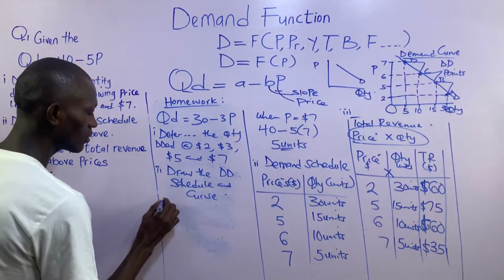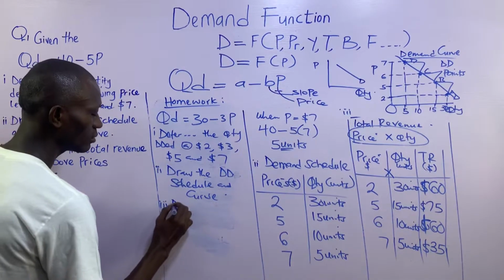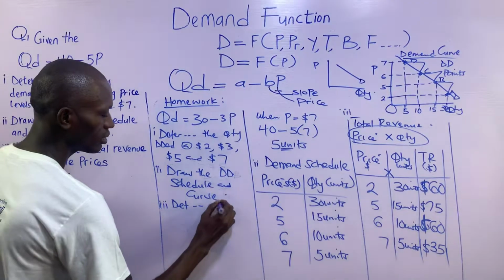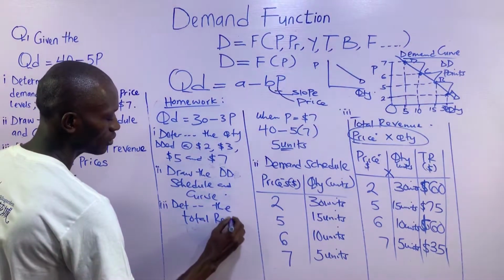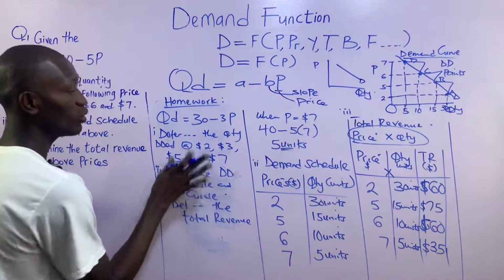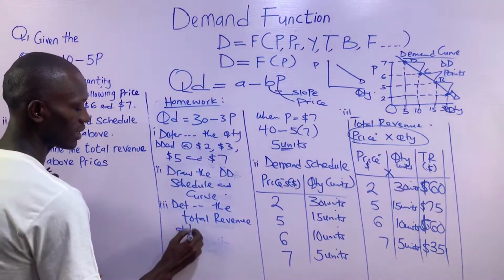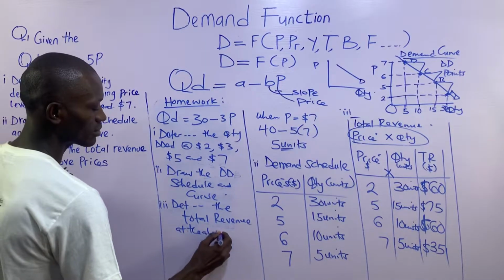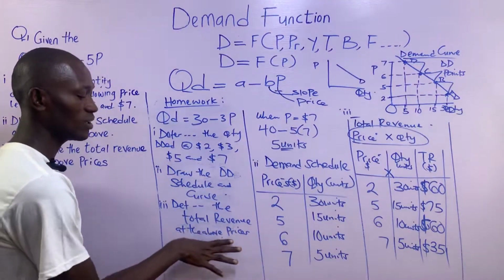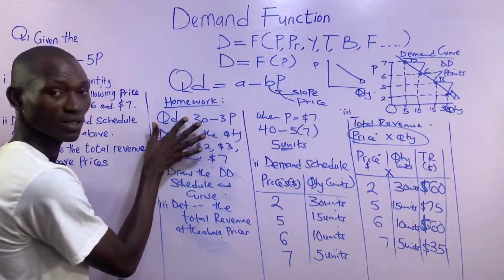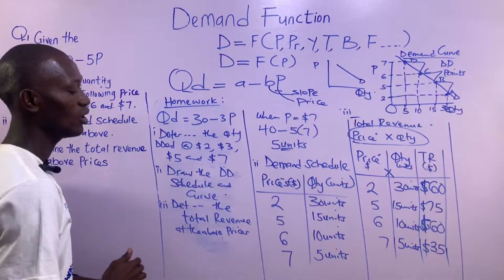And lastly, determine the total revenue at the above prices. So determine the total revenue at the above prices. That's what you have with respect to the homework.